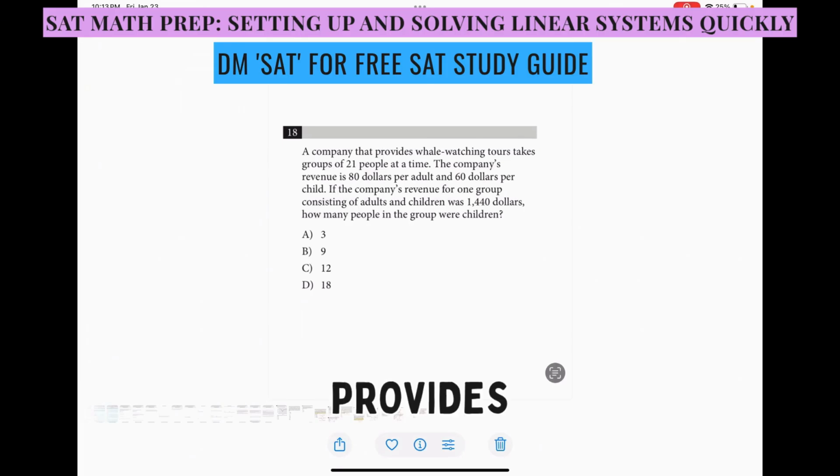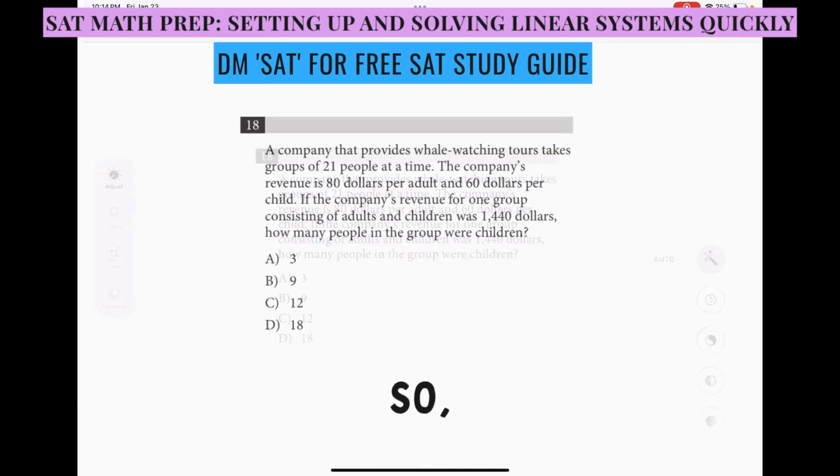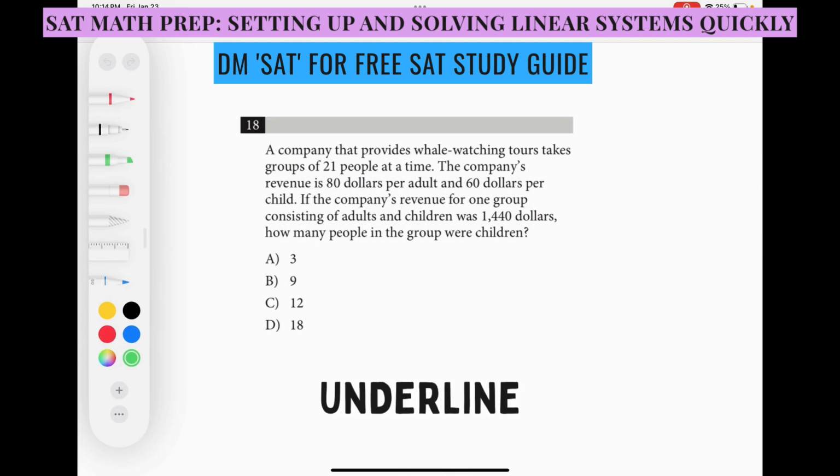A company that provides whale watching tours takes groups of 21 people at a time. The company's revenue is $81 per adult and $60 per child. If the company's revenue for one group consisting of adults and children was $1,440, how many people in the group were children? So what I'm going to do is underline our question so that way we know what to look for. How many people in the group were children?